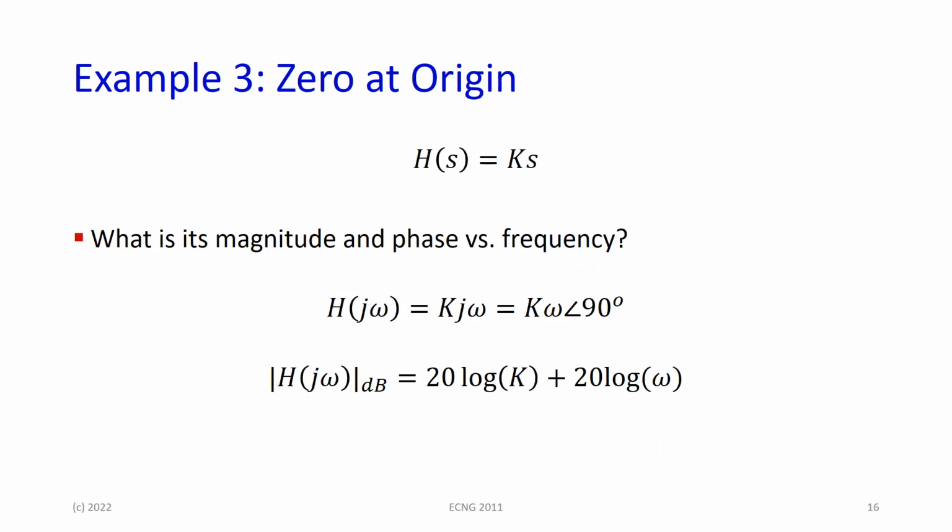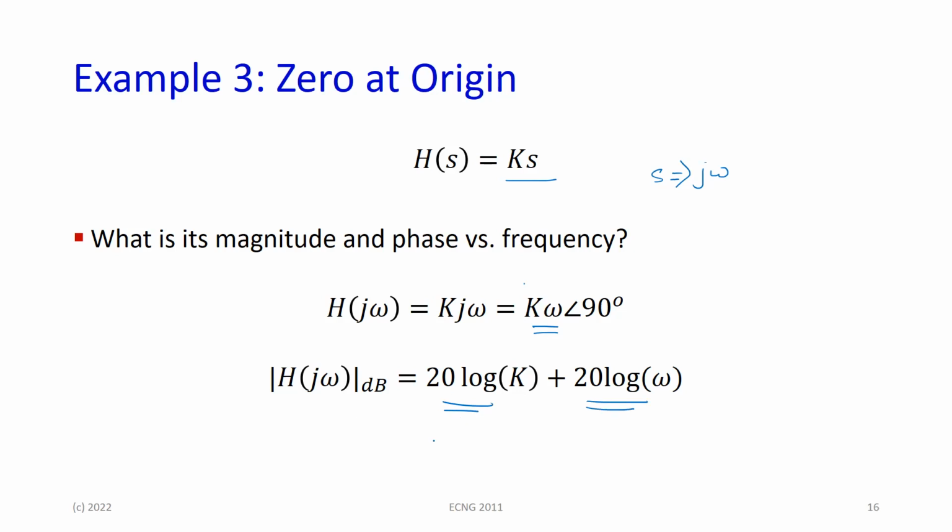So let's look at the other one. That's this second example. Let's look at a transfer function that has a zero at the origin, simply K s. Take the same process again. For the magnitude and phase, we replace s equal to j omega. Now the magnitude is K omega and the angle is plus 90, because we have a j on top here. In decibels, that is 20 log K plus 20 log omega.